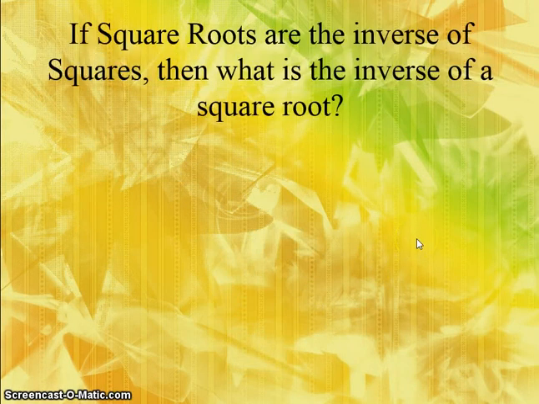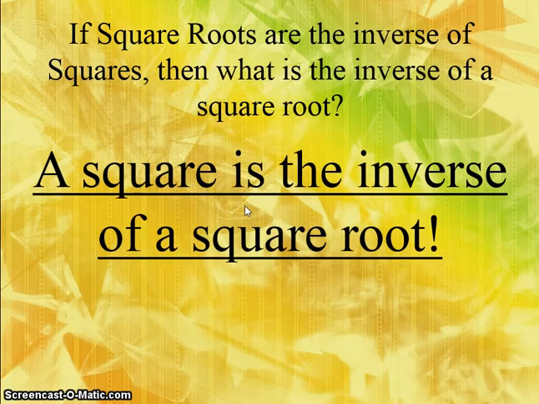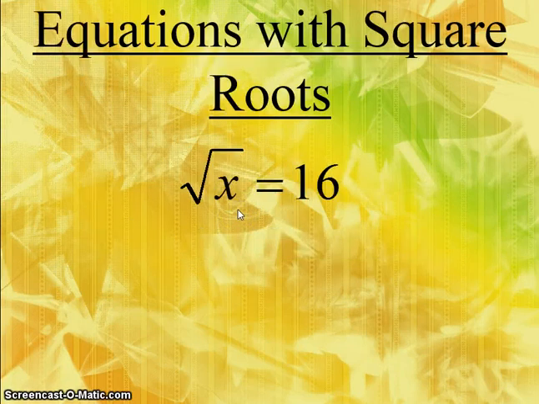Now, if square roots are the inverse of squares, then what is the inverse of a square root? A square is the inverse of a square root. So we're going to look at it backwards this time. We're going to look at equations that have square roots, and use a square to eliminate that operation.